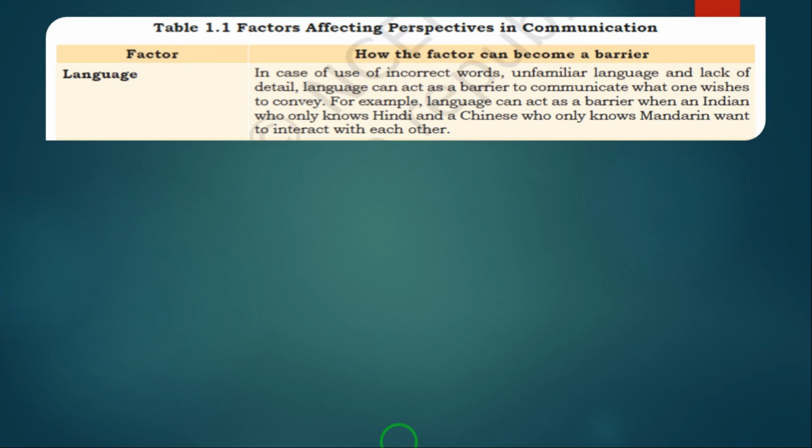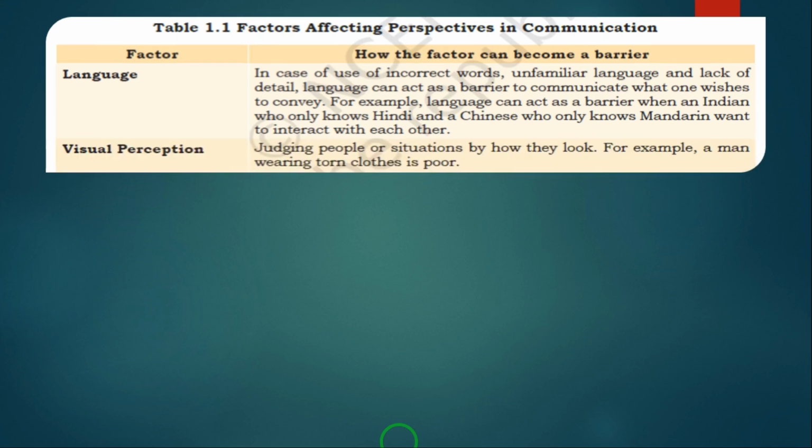Now, what are the factors affecting perception and communication? First, it is your language. In case of use of incorrect words, unfamiliar language, and lack of detail, language can act as a barrier to communicate what one wishes to convey. For example, language can act as a barrier when an Indian who knows only Hindi and a Chinese who knows only Mandarin want to interact with each other.